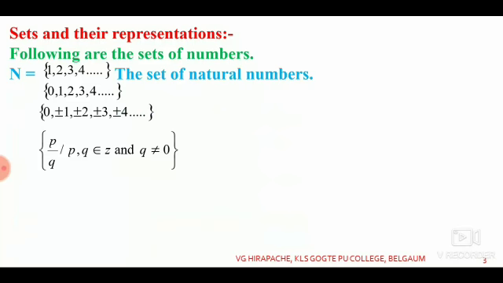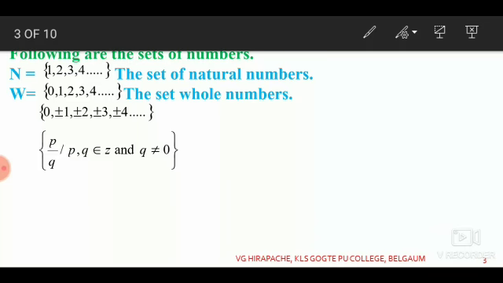The first one is N is equal to the set containing the elements 1, 2, 3, 4 and so on. It is called the set of natural numbers. W is equal to the elements containing 0, 1, 2, 3, 4 and so on, called the set of whole numbers. In set of natural numbers, 0 is not included, but in set of whole numbers, 0 is included.